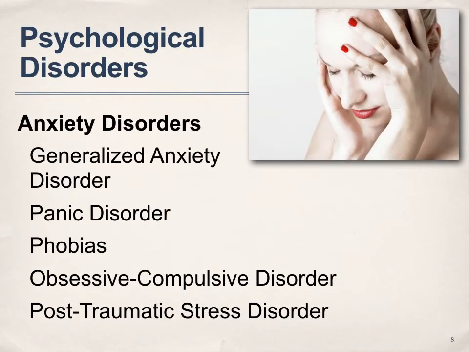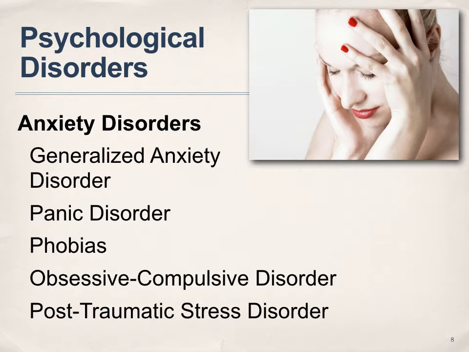When we talk about psychological disorders, mainly we're talking about anxiety and depression. We will talk a little bit about schizophrenia and some of the more serious mental disorders. Not that anxiety and depression aren't serious, but this is normally what a mental health professional is going to be treating. The anxiety disorders include generalized anxiety disorder, or GAD, panic disorder, phobias, and obsessive compulsive disorder, OCD, and post-traumatic stress disorder, PTSD.